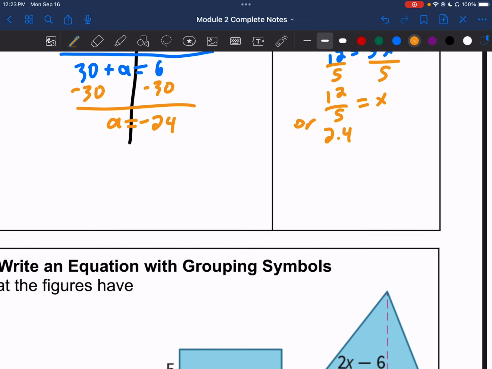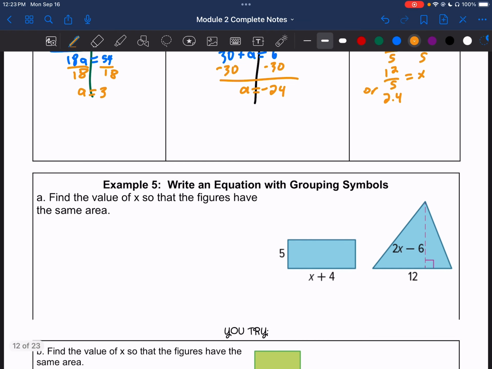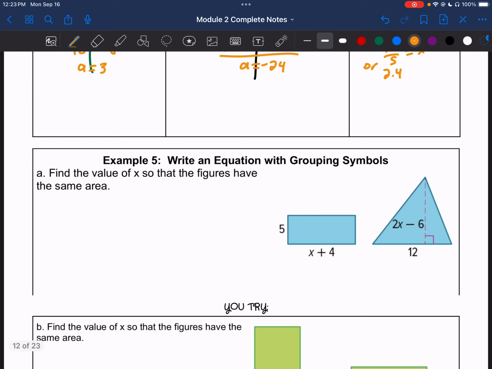All right. So example 5 here is writing an equation with grouping symbols. So our first thing tells us we're going to find the value of x so that the figures have the same area. So we need to just remember, how do we find area of shapes again? Well, a rectangle is length times width, so we're going to have 5 times x plus 4 is equal to a triangle's area, which is 1/2 times the base times the height.